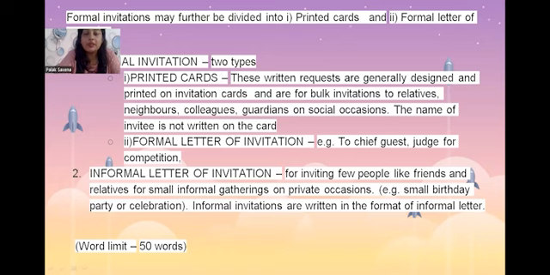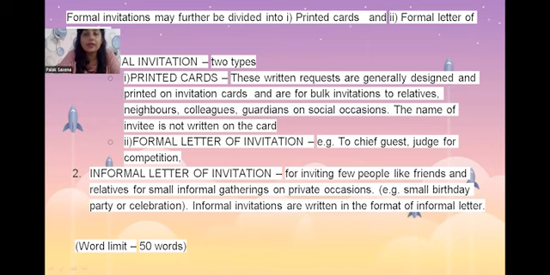Now, we get back to the second type of formal invitation, which is a formal letter. Number one is a printed card. Number two is a formal letter of invitation. This formal letter you give to formal people who come from any kind of profession. For example, you send it to a chief guest, a judge, or the guest of honor, etc. So the only difference between printed cards and formal letters is that printed cards are shared as bulk invitations with colleagues, guardians, neighbors, etc. On the other hand, formal letters are sent to judges, a chief guest or guest of honor.